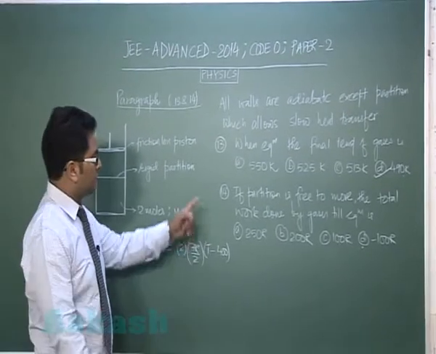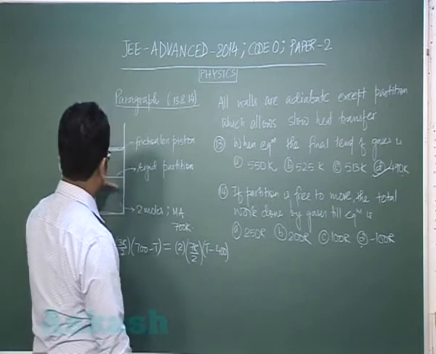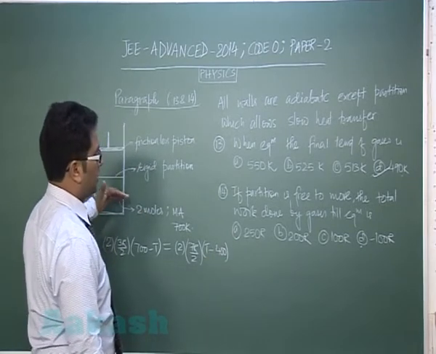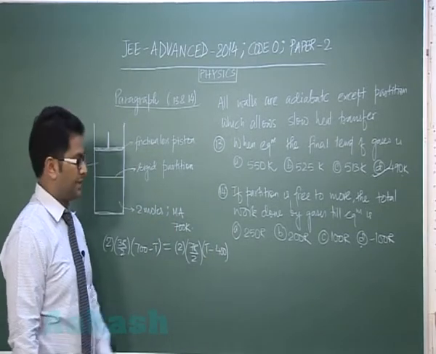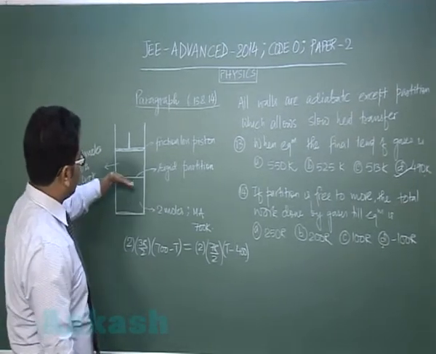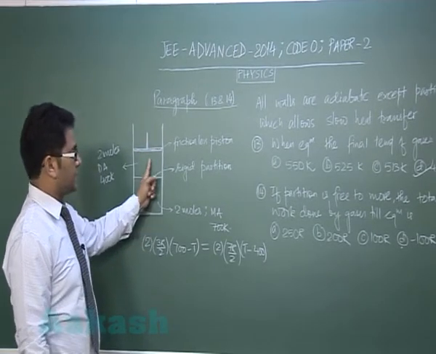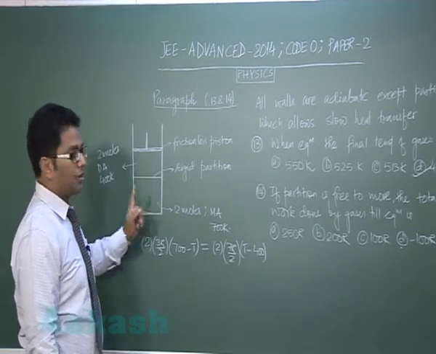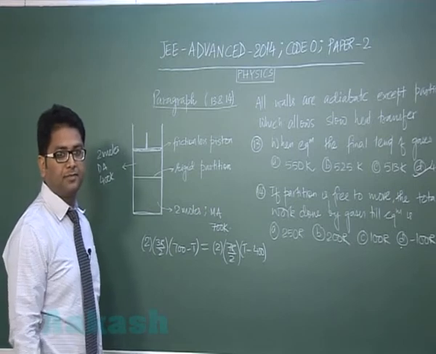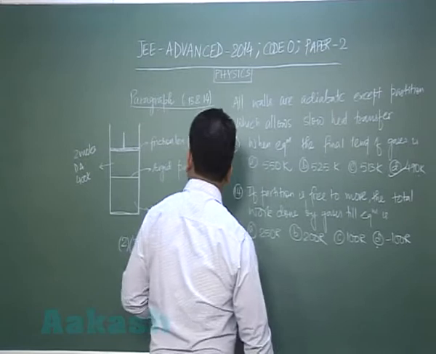Then let's go for question number 14. It says now, if the partition is free to move, find the total work done by the gases. Now you would see, if this partition is free to move, then both of these would be constant pressure processes. So let's find the equilibrium temperature first.